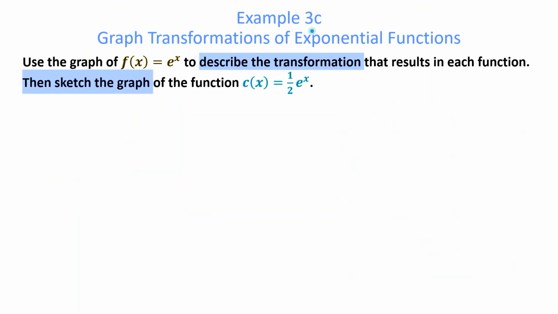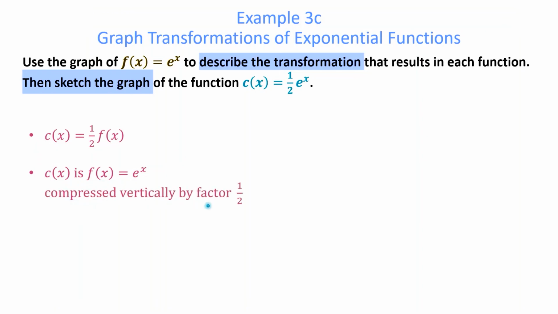In example 3c, we have the new function c of x, which is equal to a half multiplied by e to the power of x. So if you look for similarities, they both have the same natural base, and they both have the exponent x, except in this one, the e to the power of x is being multiplied by a half. So I can rewrite c of x as the following. c of x is equal to a half multiplied by f of x. So you can see here, e to the power of x, which is equal to f, we've just replaced with f of x. And in this form, we can then describe the transformation. So c of x is the function f, where it's compressed vertically by a factor of a half.